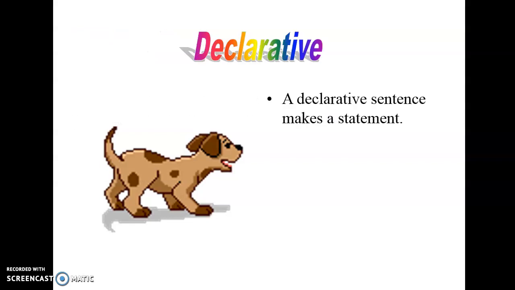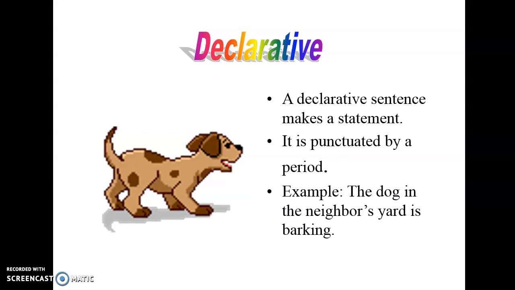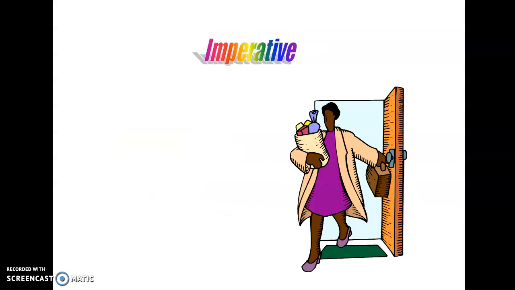What is a declarative sentence? A declarative sentence makes a statement, a regular sentence, a normal sentence, and it ends with a period, which is a point. For example, the dog in the neighbor's yard is barking, period. This is a normal sentence which tells us information. It is a declarative sentence.